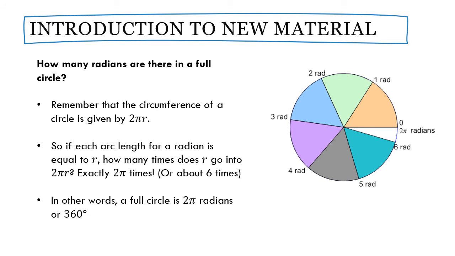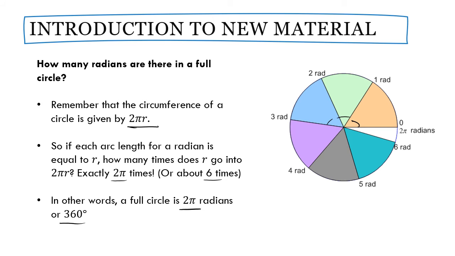So how many radians are there in a full circle? Well, if you take the radius and you lay it around the circumference of the circle, you can lay it once, twice, 3 times, 4 times, 5 times, 6 times, and a little bit more. To figure out exactly, you have to remember that the circumference of a circle is given by 2 pi r. So what's 2 pi r divided by r? It's actually 2 pi, which is a little more than 6. So there's a little more than 6 radians in a circle. So a full circle can be 360 degrees or 2 pi radians.